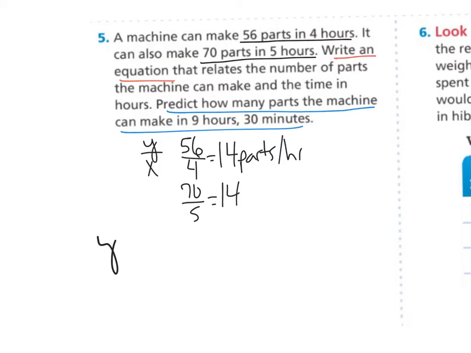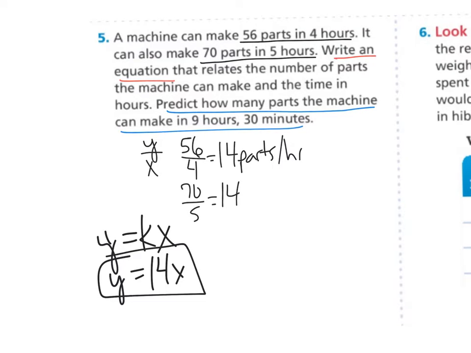So our equation normally is like y equals kx or y equals mx. So y equals 14x could be your equation. If you wanted to use p for parts and h for hours, you could do that also. So you could say p equals 14h would be another equation that you could have used if you used different variables.